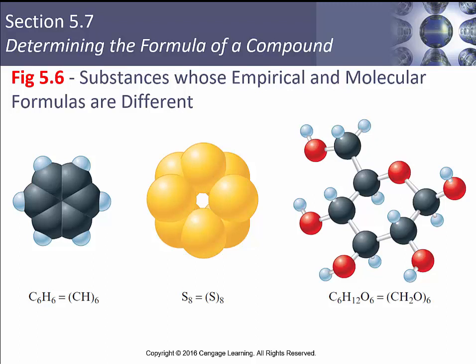And so substances whose empirical and molecular formulas are different would be something like benzene, right? So benzene is going to be C6H6. Its empirical formula would just be CH, right? It doesn't tell us anything about how those guys are hooked up to each other.